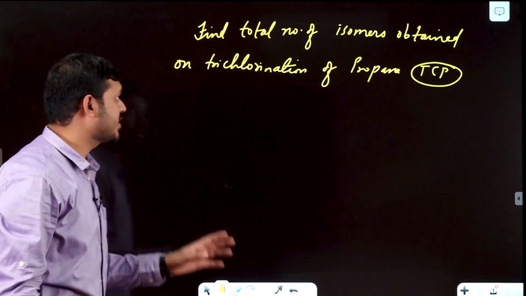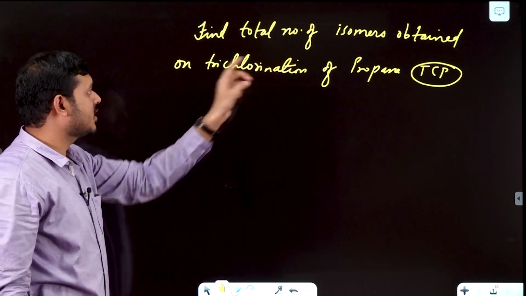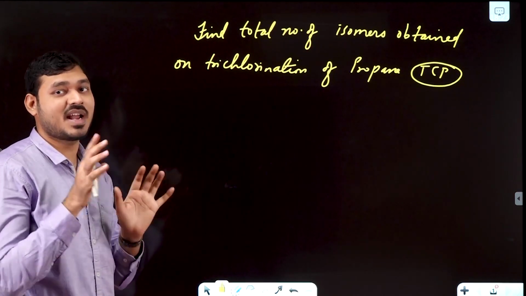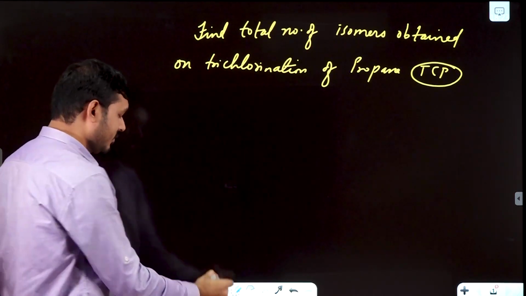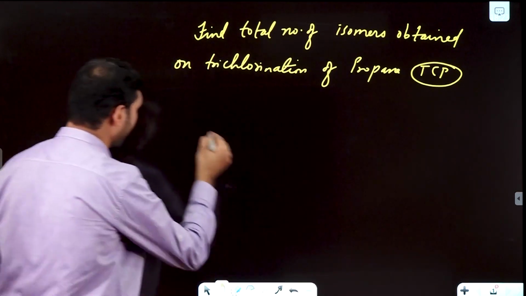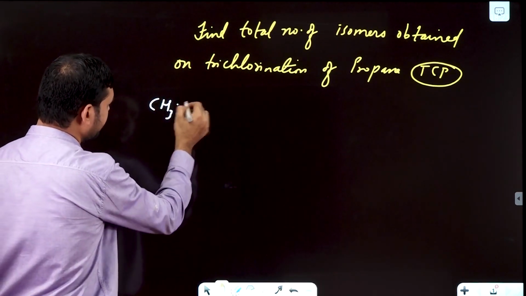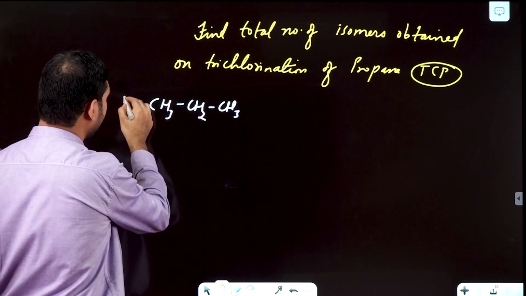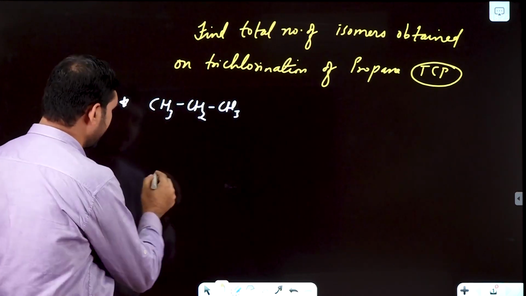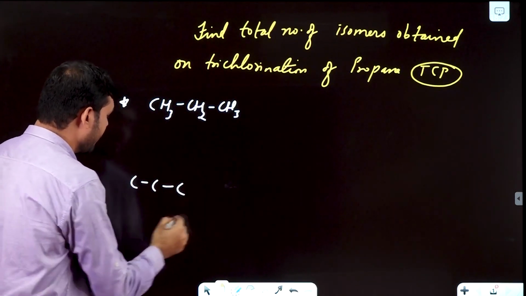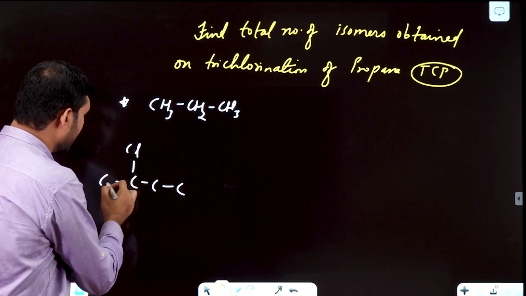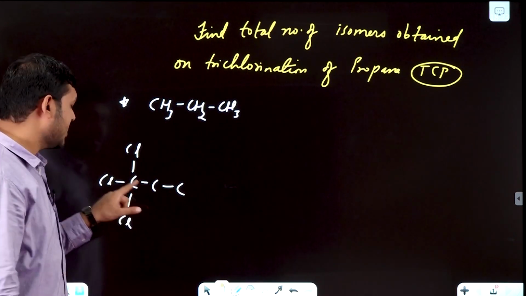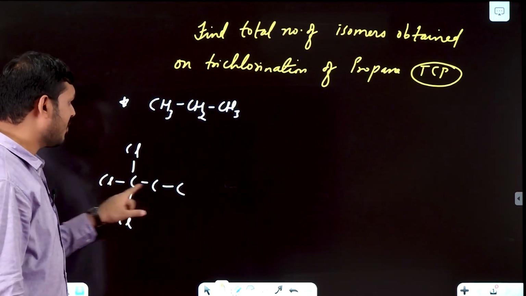Now, see this question. Find total number of isomers obtained on trichlorination of propane. Now, I am asking about TCP, trichloro product. Let's see. CH3, CH2, CH3. This is your propane, right? Now, let's draw all the cases. One case is if you place all the chlorines on the same atom, either this side or this side, that is same. So it is having 1,1,1-trichloropropane.